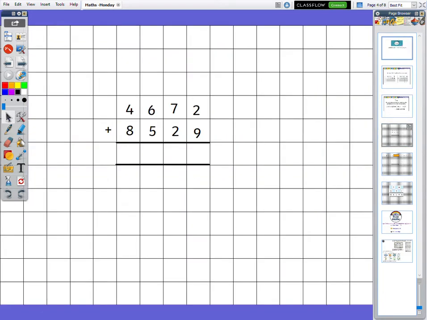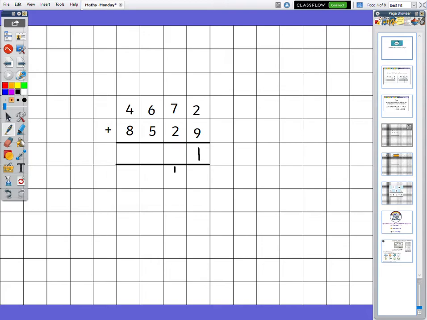Okay, so this is a column addition question, so this is the formal method. So we know how to do that, but we're going to do a quick recap just in case. So we start from the right, so we start with the ones column and we work our way up. So I've got 2 add 9 to give me 11. So I put my ones there and I carry my 10.